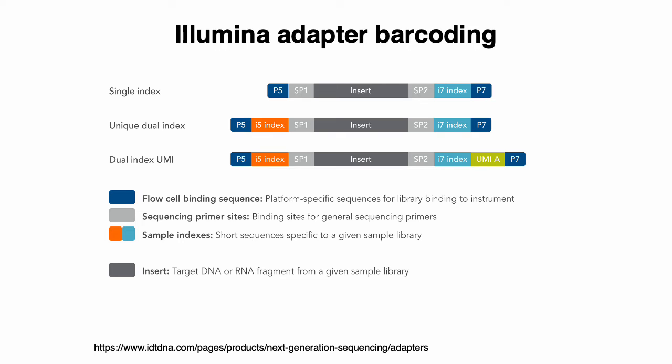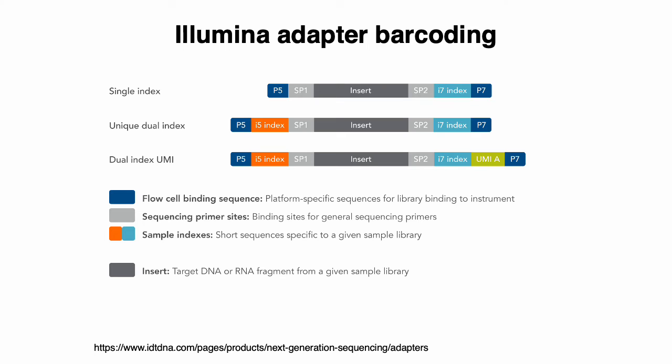So this slide illustrates the basic structure of the Illumina adapters. It's worth pointing out that there are multiple different types of Illumina adapters, depending on the specific protocol. But there's a few features that are pretty common across all of them. The idea is that the dark gray box represents your fragment that you're trying to sequence. And in terms of the adapters on either side of the insert, you have, for example, what are called the P5 and P7 binding sequences.